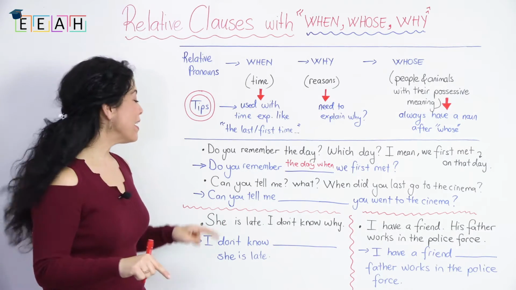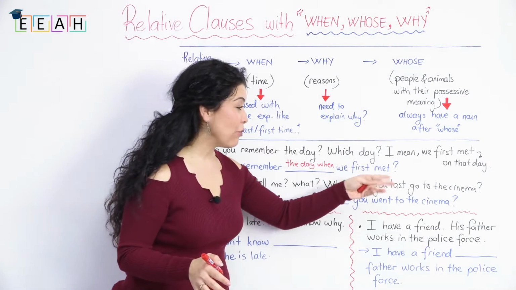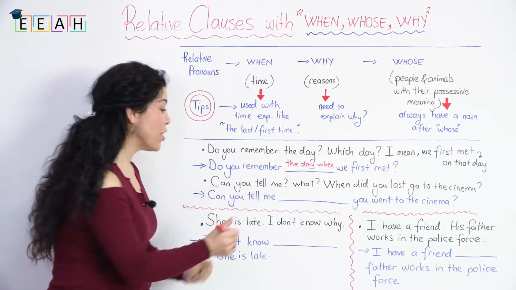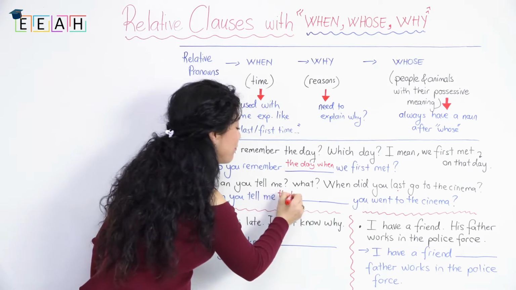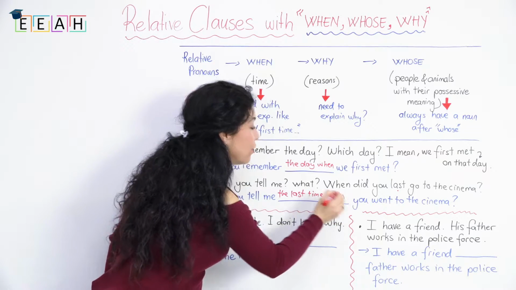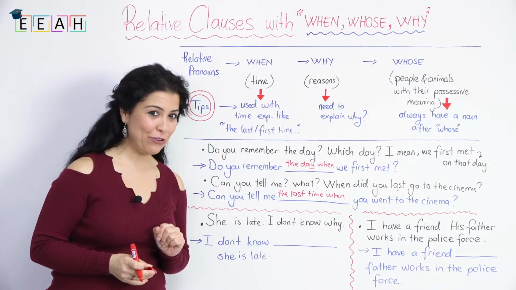Another example. Can you tell me? When did you last go to the cinema? So let's put this into one now. Can you tell me the last time when you went to the cinema? Right. I hope you remember, do you?